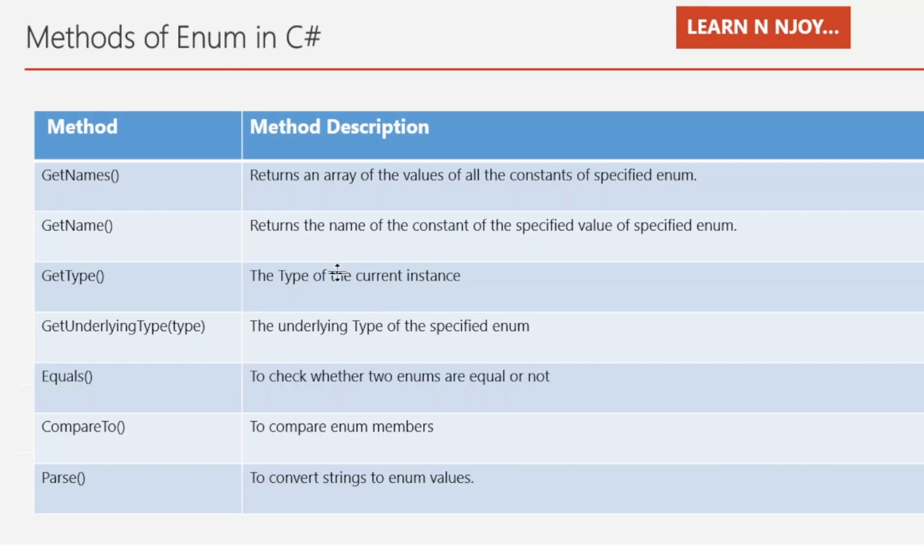GetType, the type of the current instance. GetUnderlyingType, the underlying type of the specified enum. So basically we will have to tell which enum and which value we want to get the underlying type for. So these two things we need to pass over here and then it will tell us what the underlying type of that particular member of this enum is. Okay, then the Equals method is there. It basically helps us to check whether two enums are equal or not. CompareTo helps us to compare enum members. Parse is used to convert strings to enum values. So these are the important methods. We will see all of these in action in Visual Studio.